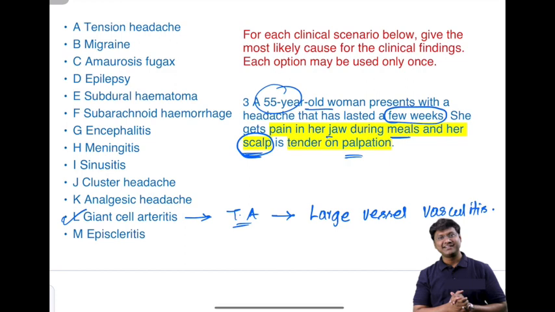And what is this pain in her jaw during meal? That is nothing but jaw claudication. Why do you think the patient has developed jaw claudication? Take the muscles of mastication, that is medial and lateral pterygoid, masseter and temporalis. These muscles are supplied by the temporal artery. And here, the temporal artery is inflamed, so the blood supply to the muscles of mastication is reduced, and that is the reason why the patient is complaining of jaw claudication.